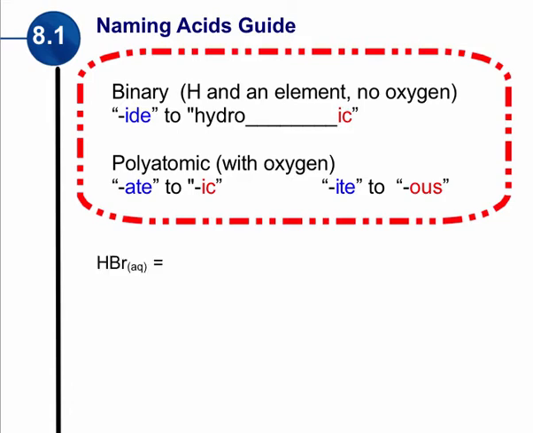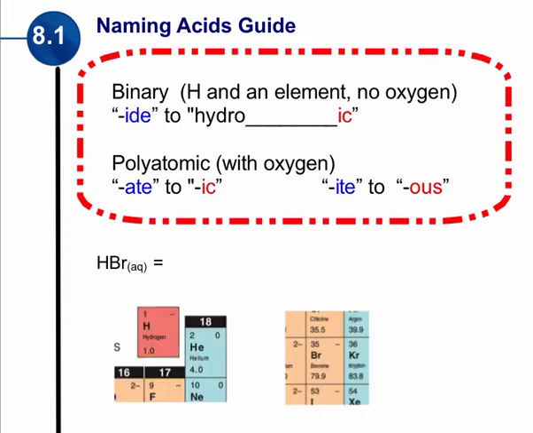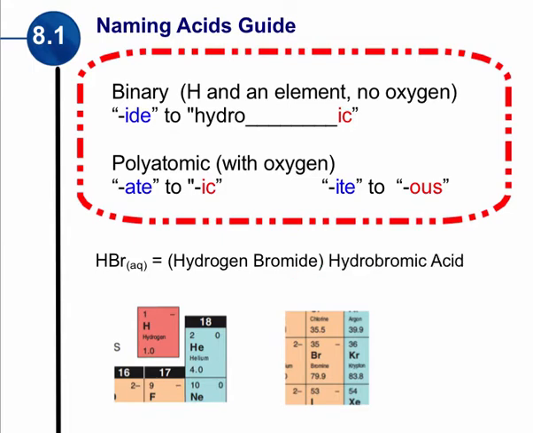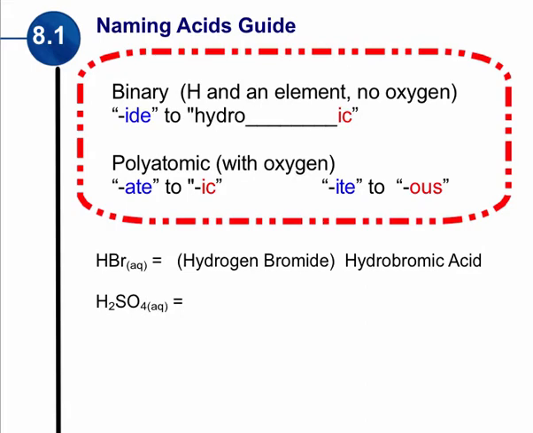Let's start with the first one. HBr(aq). Right away, we can see that this is a binary acid. It is an element that has no oxygen and hydrogen. If we look on our periodic table, H is hydrogen, Br is bromide. The two elements are hydrogen, bromide. Now if we use our naming conventions, the ide becomes an ic. We put a hydro in front, and we have hydrobromic acid.